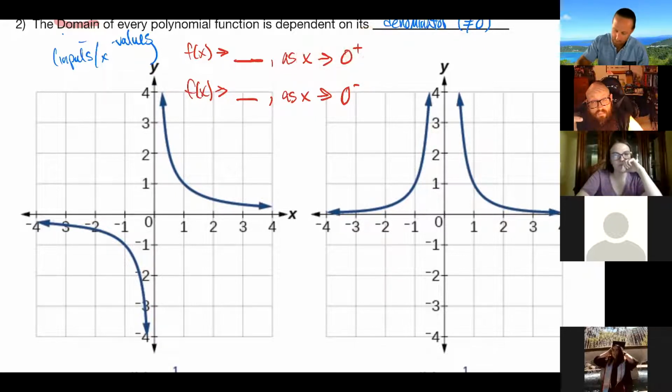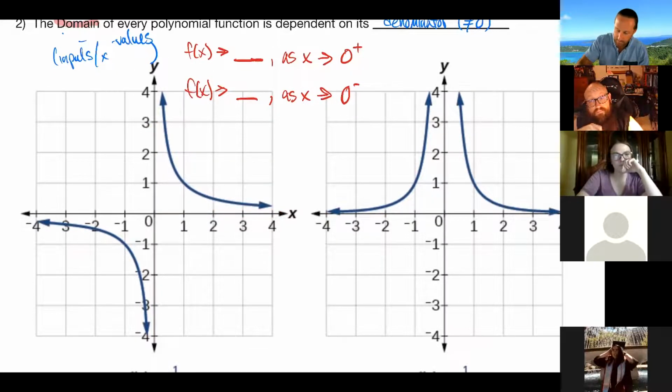The right. So from the right, as my x goes closer and closer to 0, what does my y value approach? Infinity? Very good. Positive, negative? Positive. That matters. Very good.